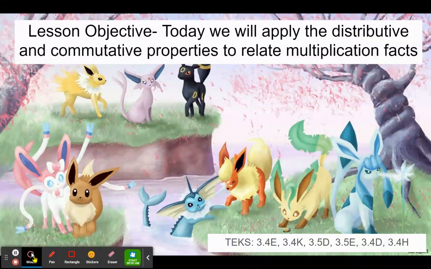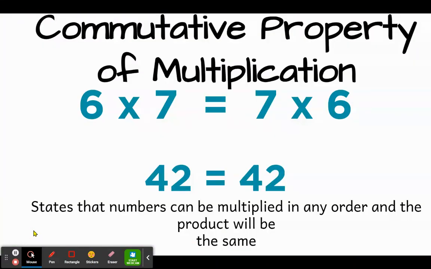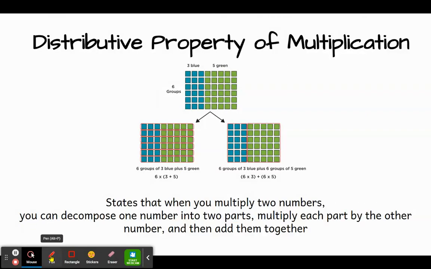Okay, let's take a quick review of what is the commutative property of multiplication. So the commutative property of multiplication states that numbers can be multiplied in any order and the product, or the answer, will be the same. Okay, now let's go ahead and take a look at the distributive property of multiplication.